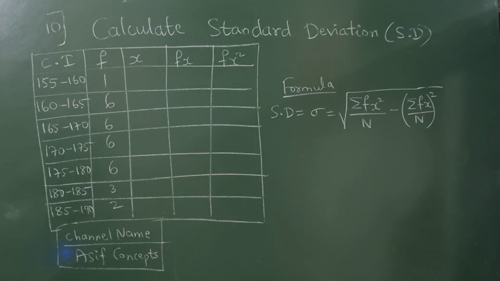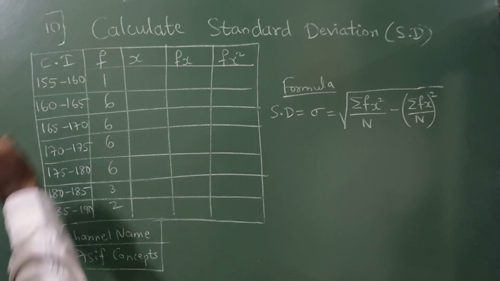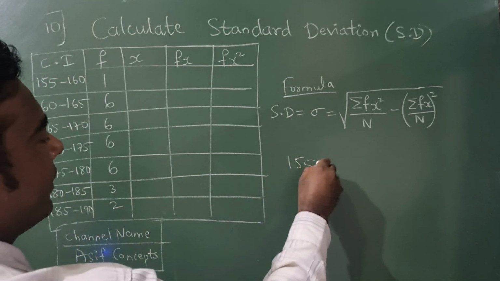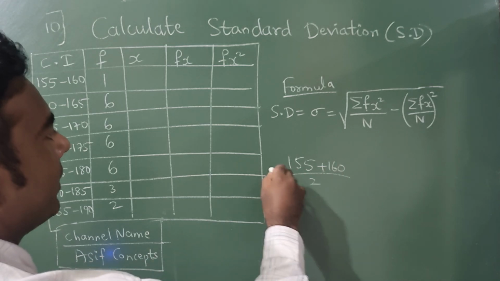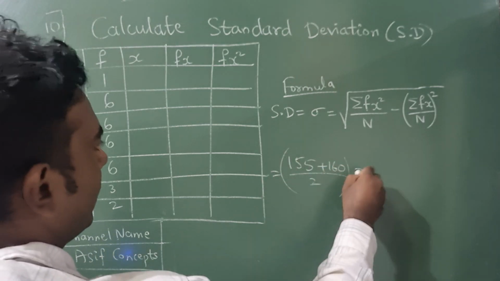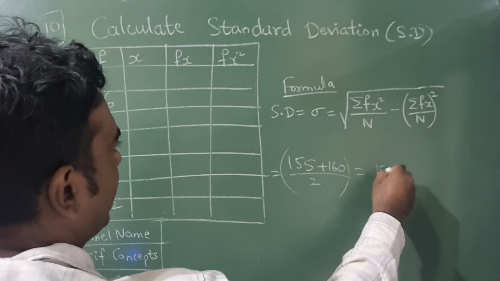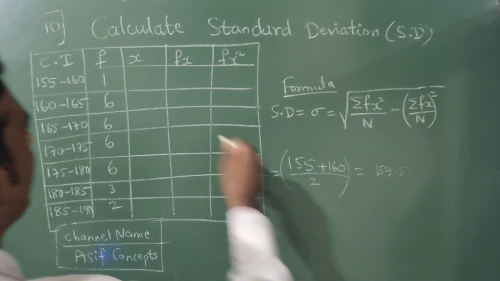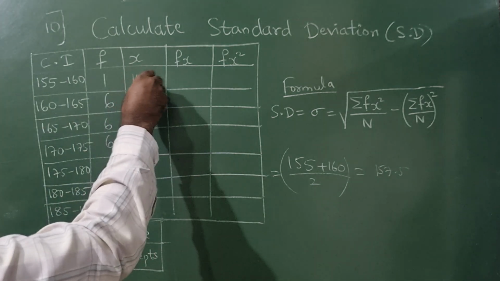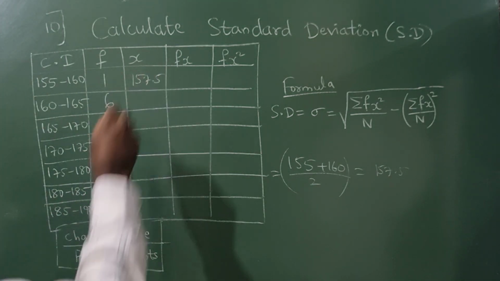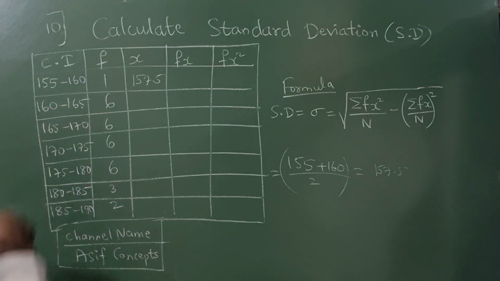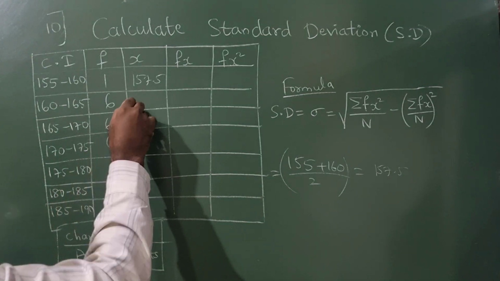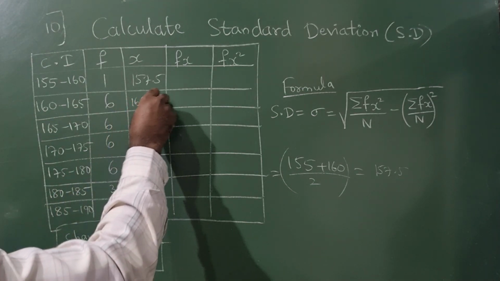Now x is nothing but class mark, also called as a midpoint. 155 and 160. 155 plus 160 divided by 2. Okay, so you'll get 157.5. So right here 157.5. Now 160 plus 165 divided by 2. So it will be 162.5.